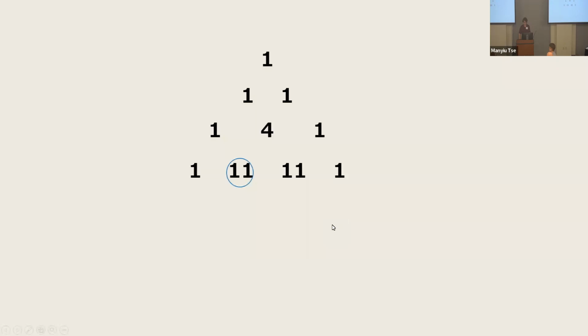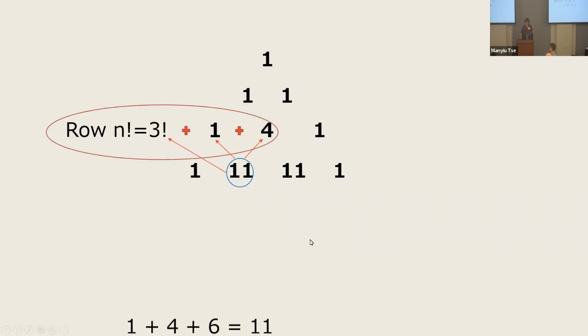And this is a little animation that demonstrates the formula to generate it. So let's say we want to calculate 11. We take the entry to the left, 1, the entry to the right, 4, add them together, look at the row before and its factorial, which is 3 factorial, and add that together. We get 1 plus 4 plus 6, which is 3 factorial, equals 11.